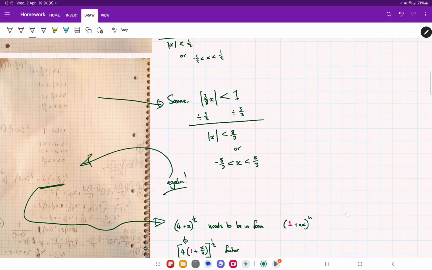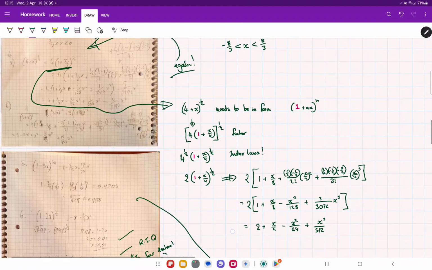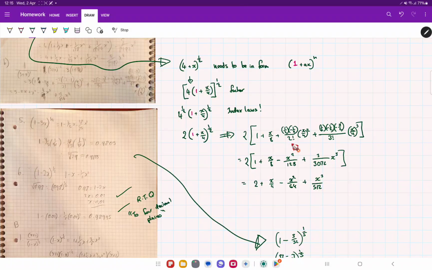Similar through here, look at this part here. When you are trying to manipulate your expression so that it's in the form for which you can apply your expansion, it needs to be 1 plus your x term. So careful when you're factoring out, keep your power in place, and then you can use the index laws to distribute your power and then manipulate it here. And then you get this.